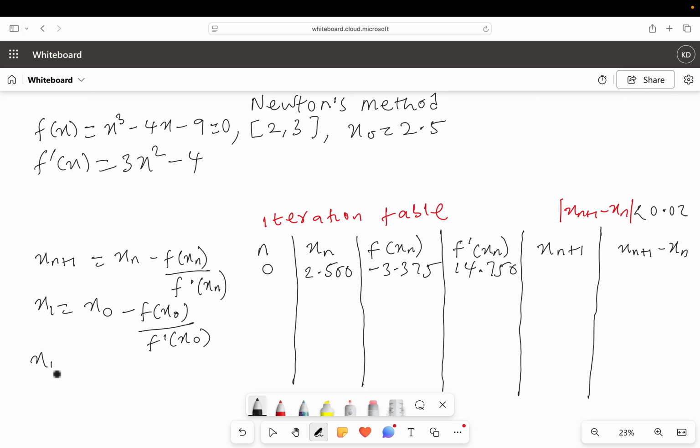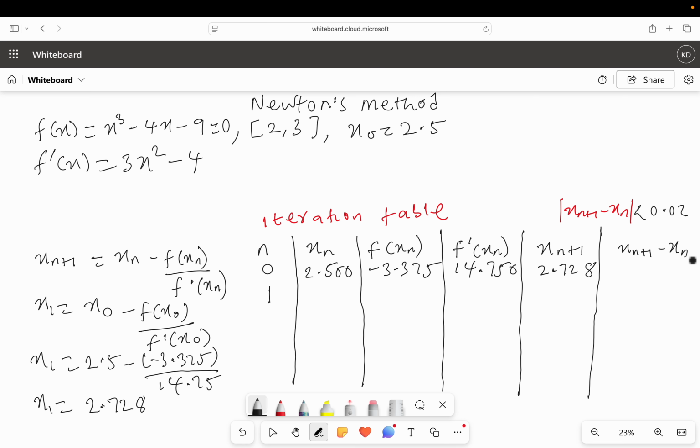So my S1 from the table, I have my S naught as 2.5. Then I have minus my f of S naught, which is just minus 3.375, then divided by 14.75. So my S1, if I calculate it, will be 2.728. So I just have to substitute it here, 2.728.